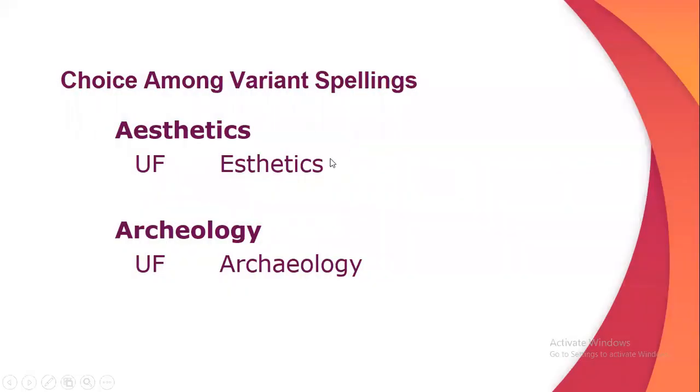Next is the choice among variant spelling. So instead of one spelling of aesthetics, you use this spelling. Instead of one spelling of archaeology, you use this one.